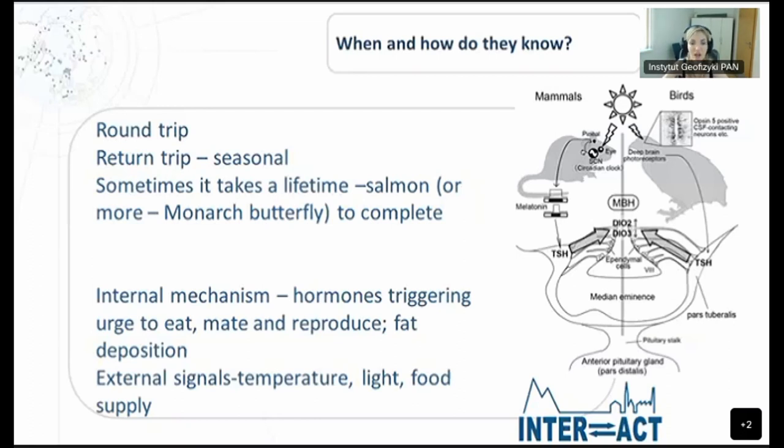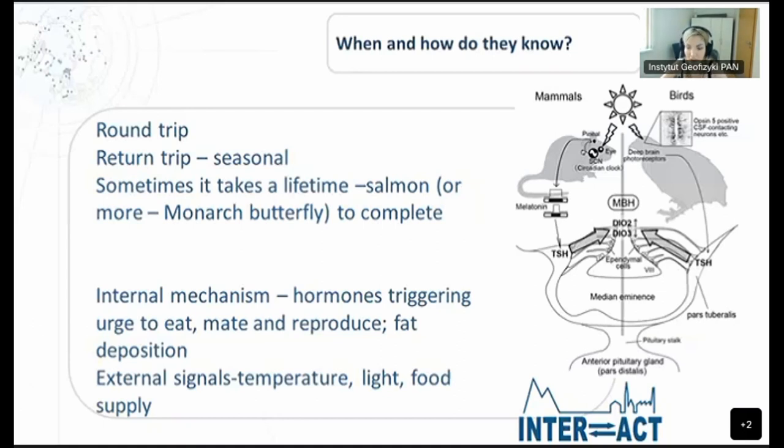And internal mechanisms are usually hormones, which are triggering this unsteadiness, this urge to mate, to reproduce, to eat, to deposit fat for the journey ahead. But those hormones are usually triggered by external signals, which is temperature or change in temperature, change in light, change in availability of food. Let's start with light.